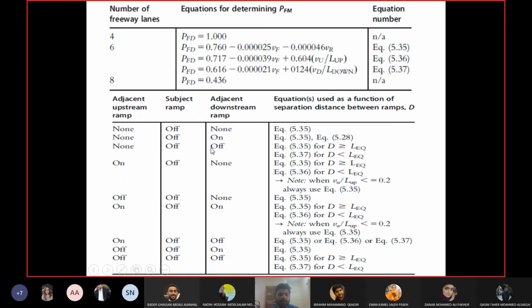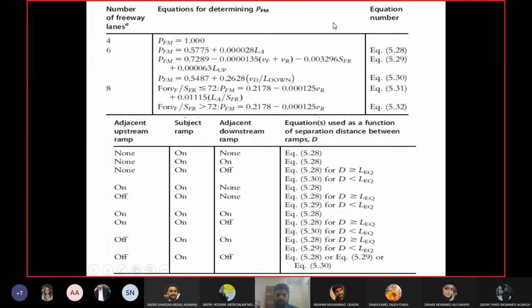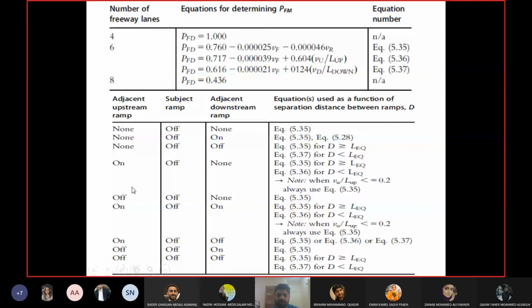And which equation to be used? Then it comes from here. Now you can see here in some conditions they are also mentioning equation 5.28 as well. In this condition, subject ramp is off and you have 5.28, let me go back. What is that condition? Yeah, so we only need the length of the deceleration lane, then we can use it. So again, if 2 equations are mentioned, you will apply both of them and you will take the higher one.